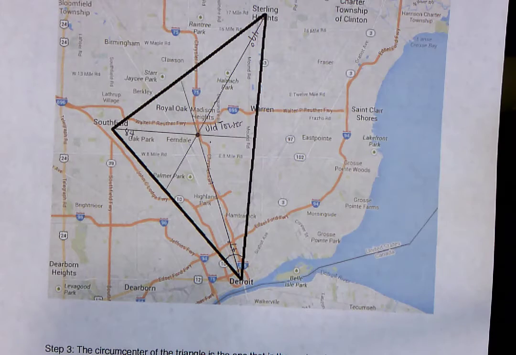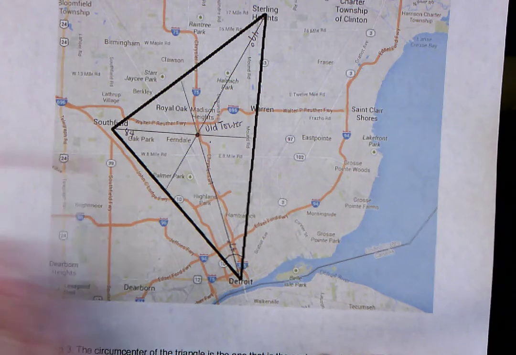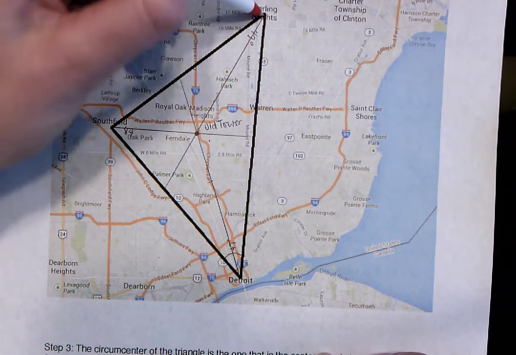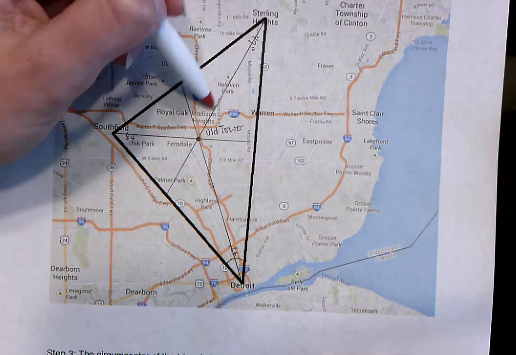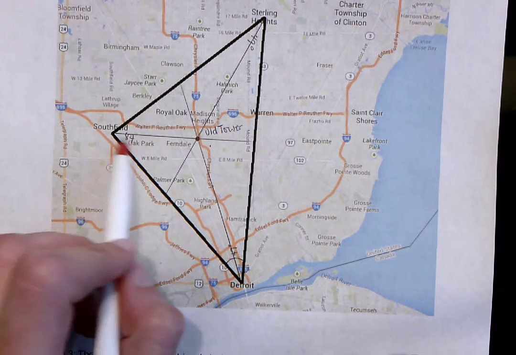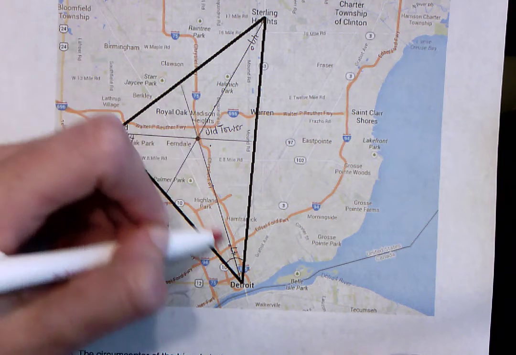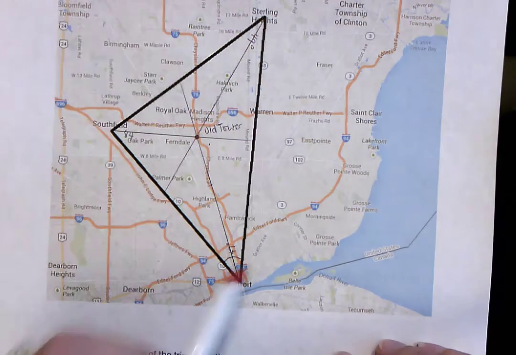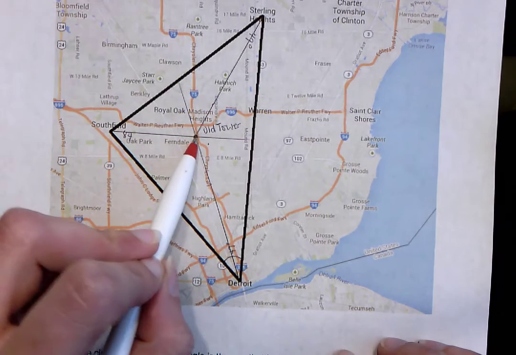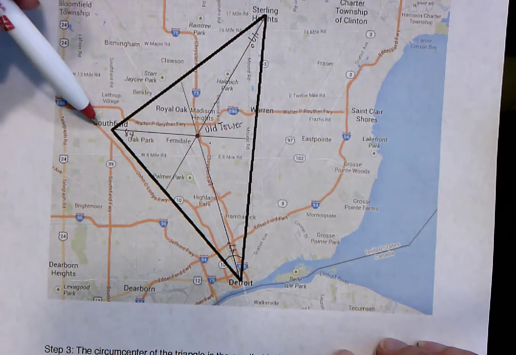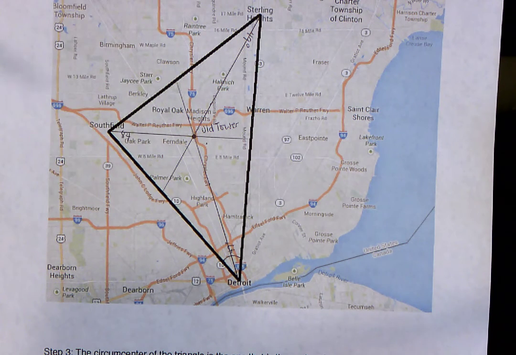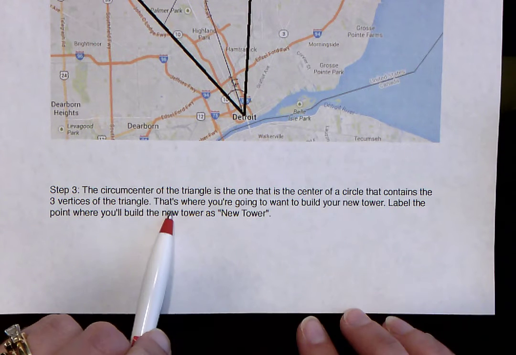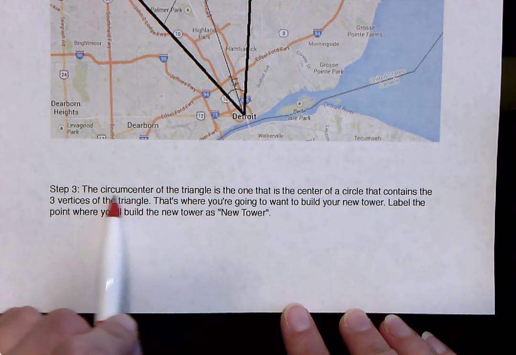You can see it's not really equidistant from the angles. If you look from each of the vertices, this is a lot longer than this right here, and this one's even longer than this one. So this isn't really a fair setup. Detroit's the farthest from this tower, Sterling Heights is the second farthest, and Southfield's the third. So again, it's not really a fair setup. What they wanted to do is construct a new tower that would be at the circumcenter.